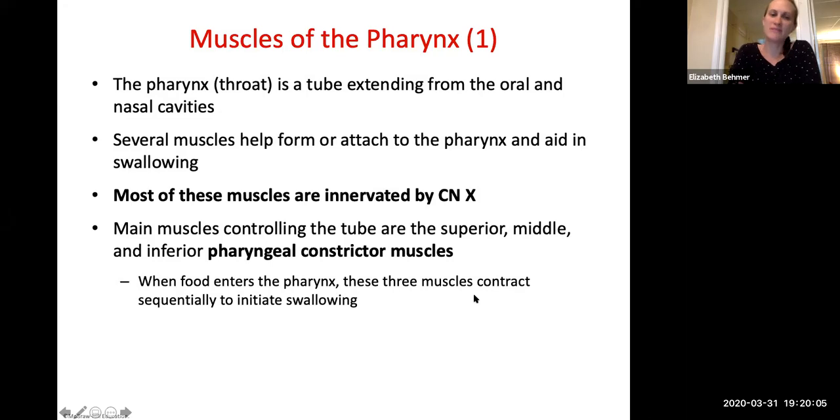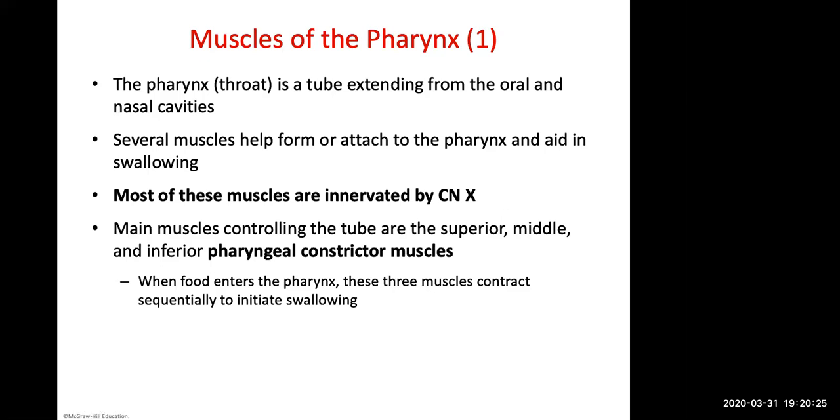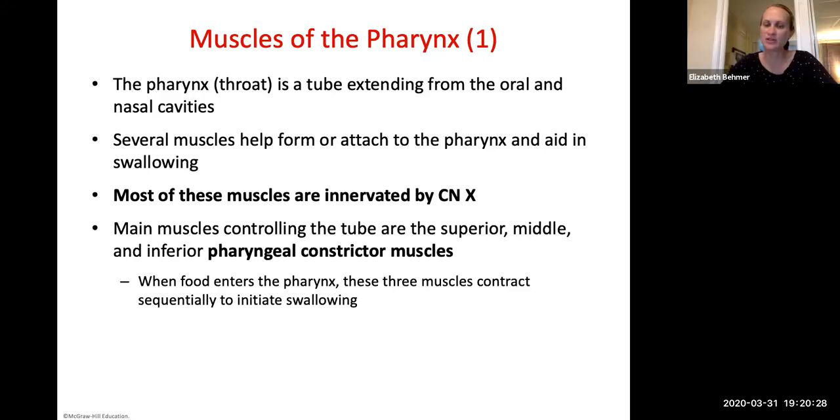So the throat, the pharynx, is a tube extending from your oral and nasal cavities. The pharynx is just another word for your throat that's behind your nose and your mouth. And there's several muscles that help with swallowing. These muscles will contract sequentially to initiate swallowing, kind of like as if you're squeezing a Go-Gurt. Have any of you eaten those? Maybe your kids have, I don't know. But these muscles kind of squeeze the larynx that way to help with swallowing.